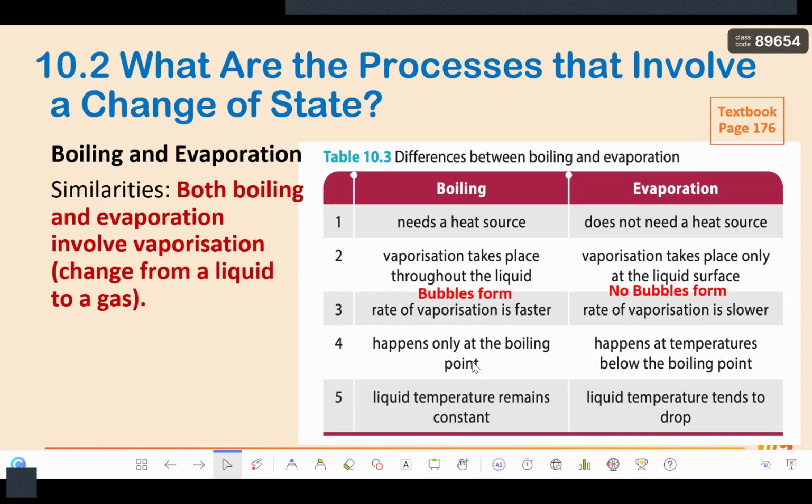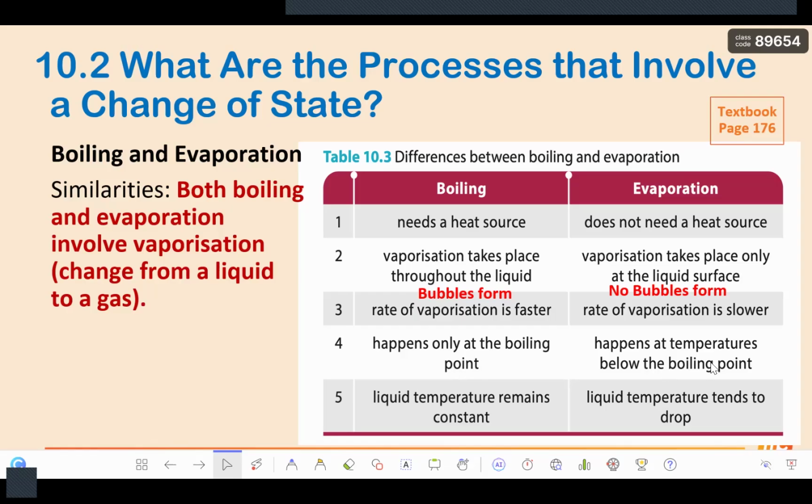Okay, next one: boiling happens only at the boiling point, which is a fixed temperature for different substances. So for example, water boils at 100 degrees. Ethanol boils at 78 degrees. That means at 78, boiling will happen for ethanol, and at 100 degrees, boiling will happen for water. At any other temperature below 78 for ethanol, boiling will not take place. Below 100 for water, boiling will not take place.